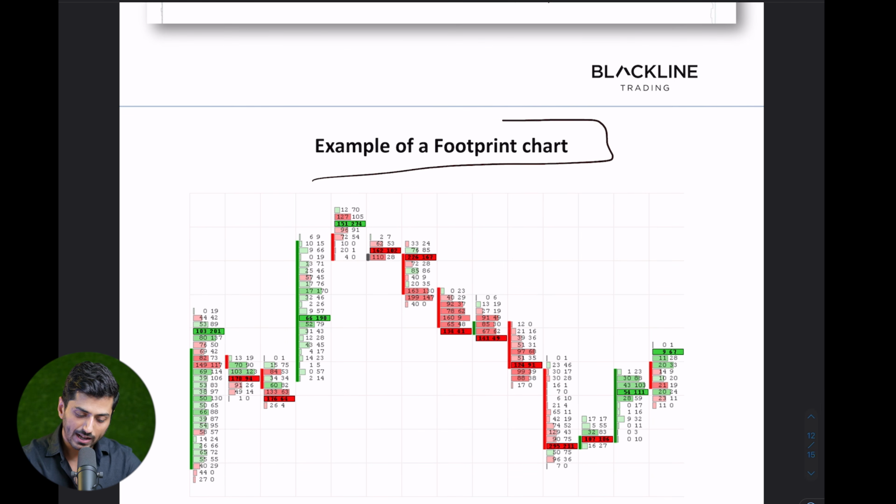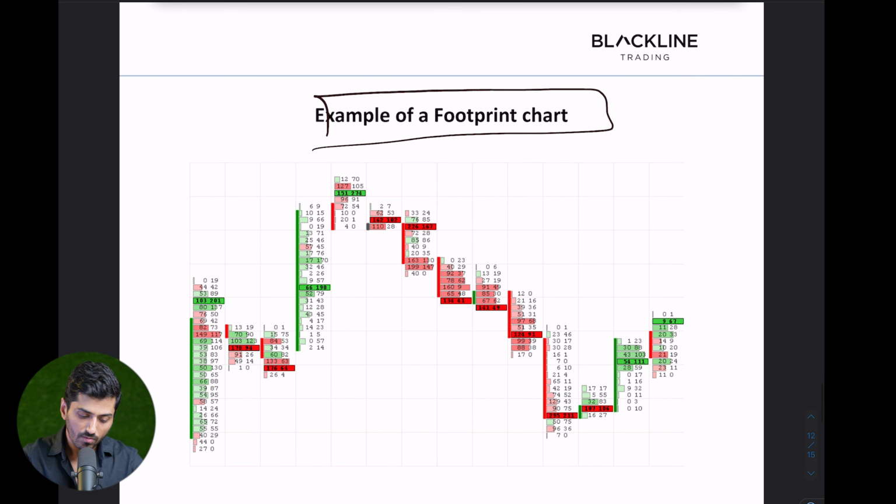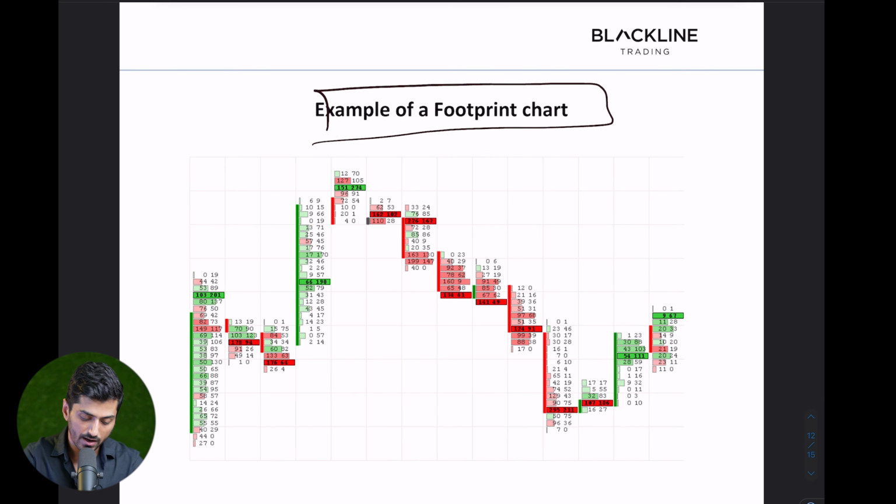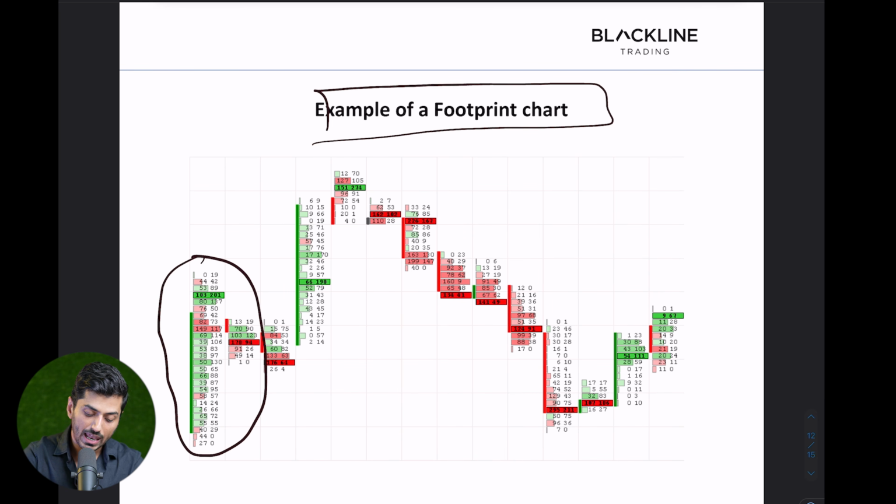Let's look at another chart. This is a second example of a footprint chart. And if we try to deep dive into those candles, what are you seeing here? Look at this beautiful candle. A lot of volume got traded on the upper side of the candle. A lot of trading activity happened here.